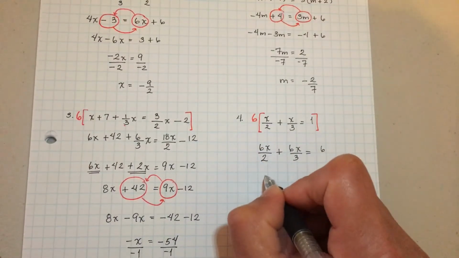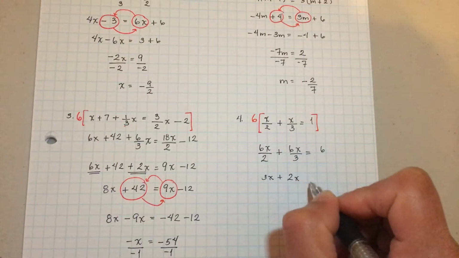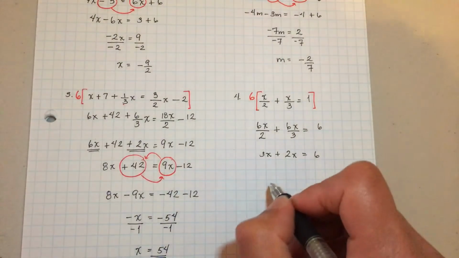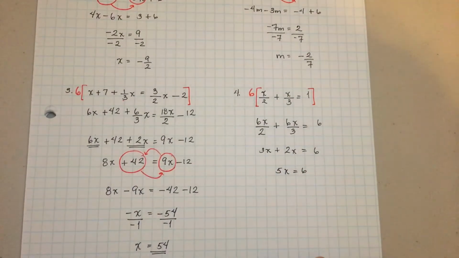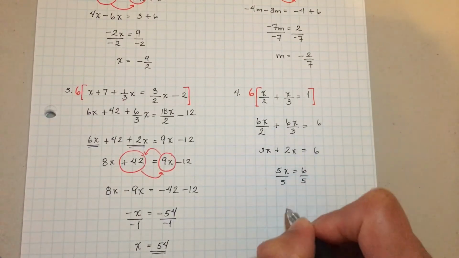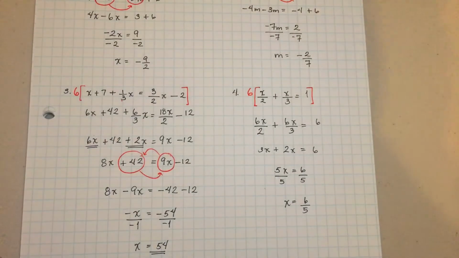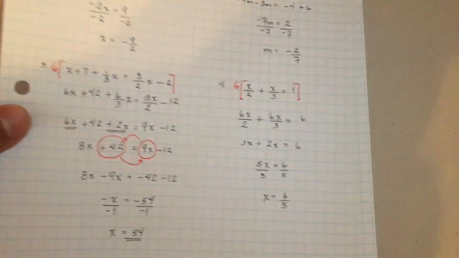6 divided by 2 is 3x. 6 divided by 3 is 2x. Be careful. And then you have your 6. And actually this one's very, very simple. You just combine like terms. So you get 5x equal to 6. Now divide by 5. x equals 6 fifths. And you would just leave it as a fraction. Your professor will accept that. That's perfectly fine. I want to go ahead and do 2 more.